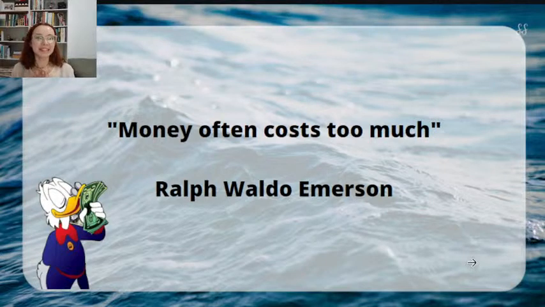So here, I have a quote on my second slide that says, "Money often costs too much." This is a quote by Ralph Waldo Emerson. He was an American writer. And what does he mean with money costs too much? Because money costs time, costs health, costs a lot of things in our lives, right? Money often costs too much. Do you agree? Vocês concordam?